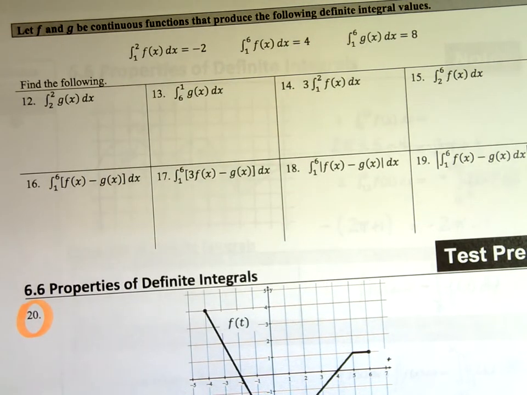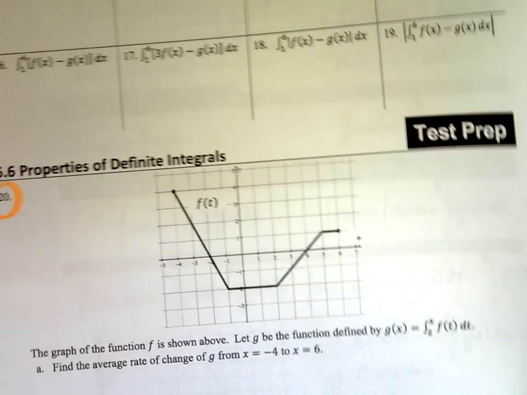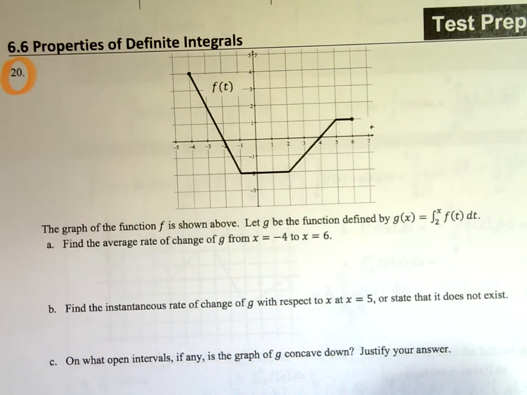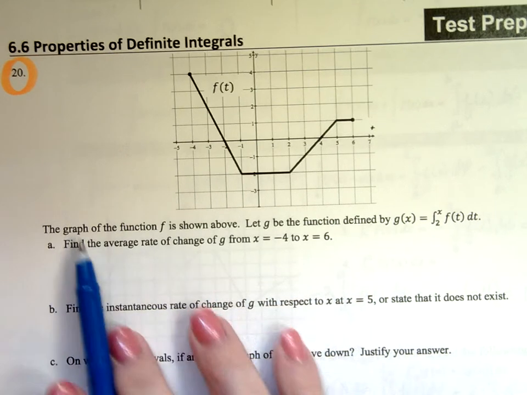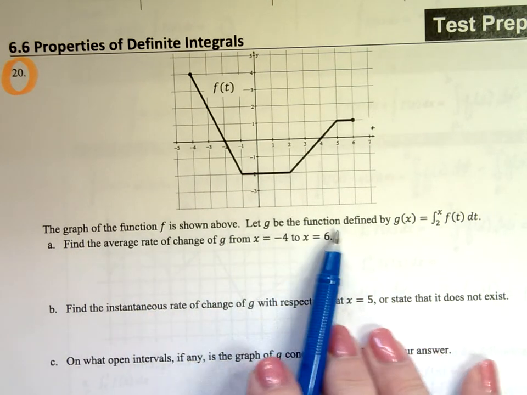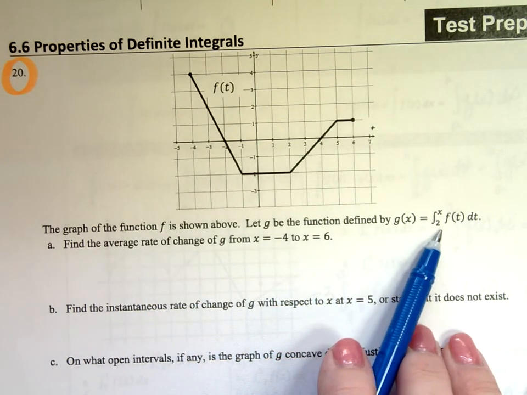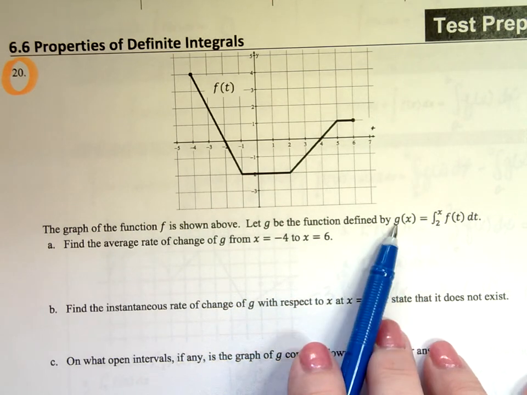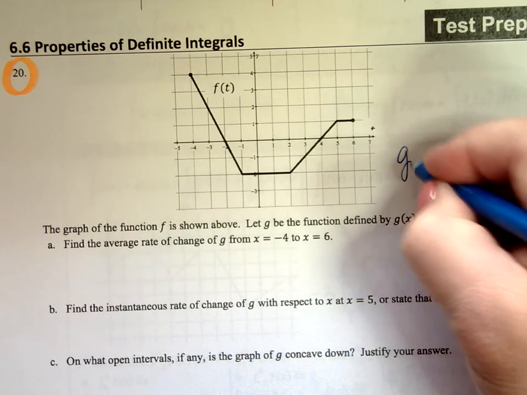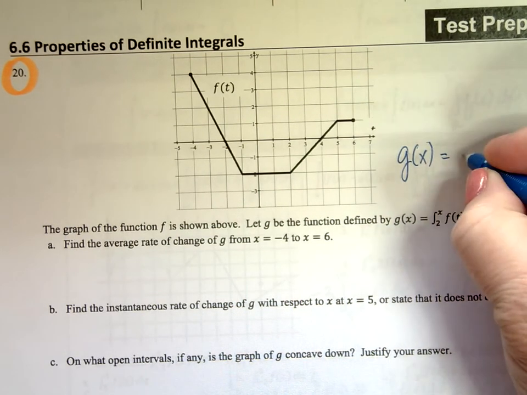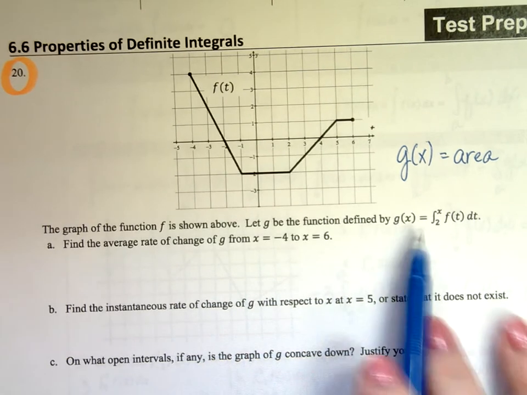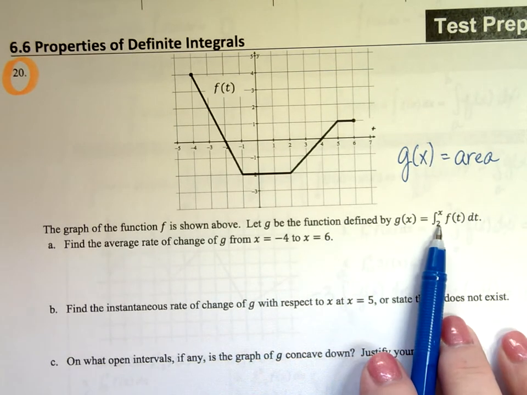Now, some of the things that you need to remember when you're looking at these graphs for number 20. The first thing is they tell you the graph of the function is shown above. Let g be the function defined by g of x equals the integral from 2 to x of f of t dt. So one of the things that you need to notice is that if you're looking at g of x, you're looking at the integral. If you're looking at the integral, then you want to know what the area is, right? So g of x is the integral, therefore you're looking at the area.